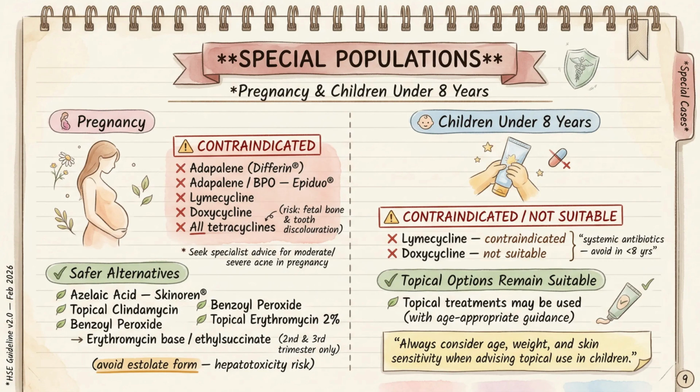For oral treatment in pregnancy, oral erythromycin base or ethyl succinate are generally considered safer options in the 2nd and 3rd trimester. However, the estolate form of erythromycin must be avoided due to the risk of maternal hepatotoxicity. Now, for children, limecycline is contraindicated in children under 8 years old. Doxycycline is not suitable for this age group either. Topical options remain appropriate with suitable age-specific guidance.